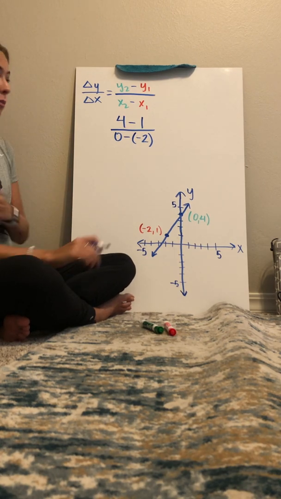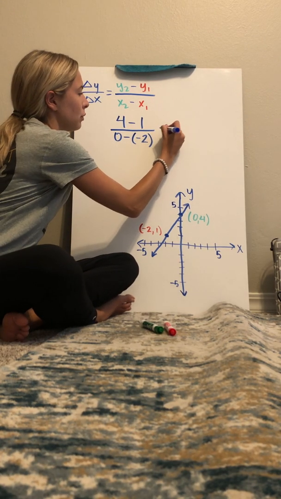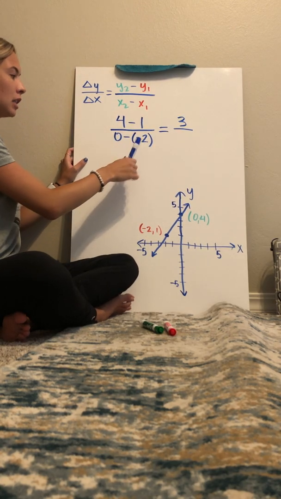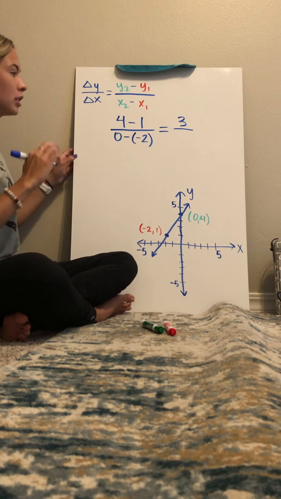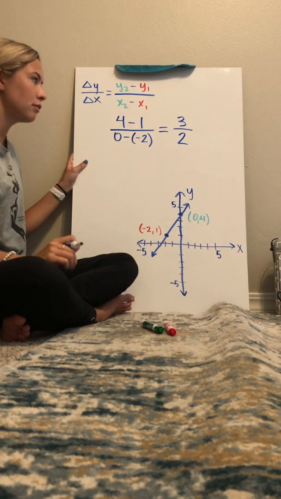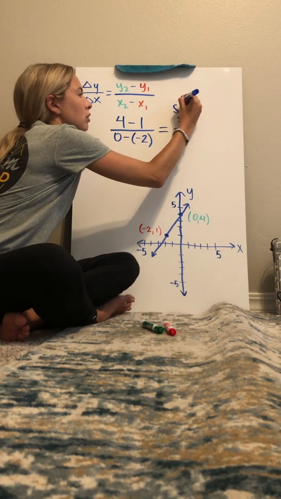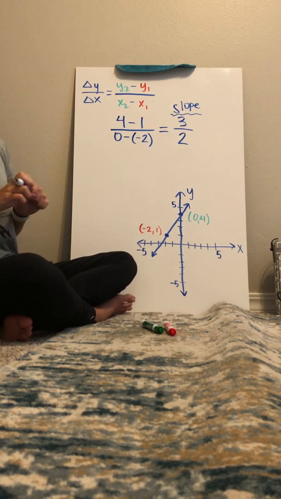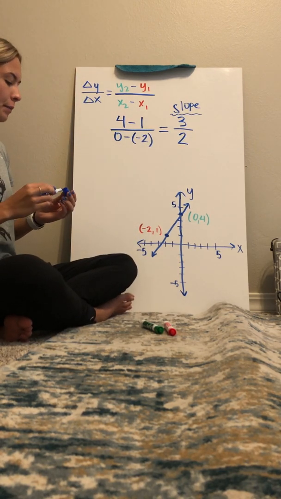And now all we have to do is simplify. So simplifying this, we have 4 minus 1 on the top, and then 0 minus a -2. And you've worked on this before, so minus a negative becomes a positive, so +2. So our slope is 3/2 for this line.